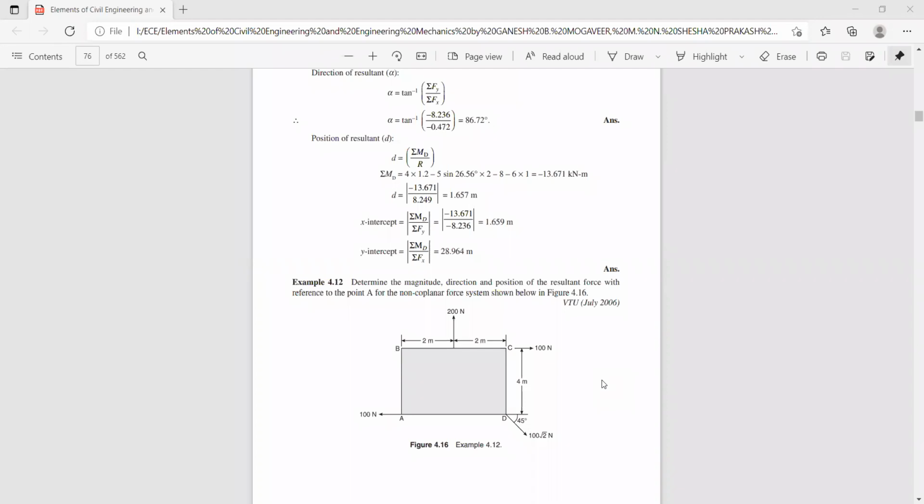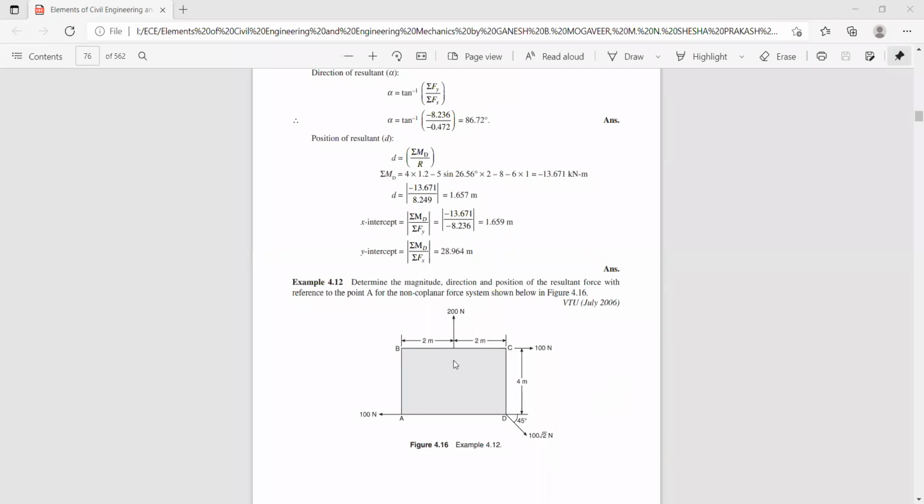Then you take the moment of all the forces with respect to any given point. Then equate the sum of the moments to the moment of the resultant, that is the resultant into the position of the resultant. Thereby you get the position of the resultant. Once you get the position of the resultant, you can comfortably find the x and y intercepts.